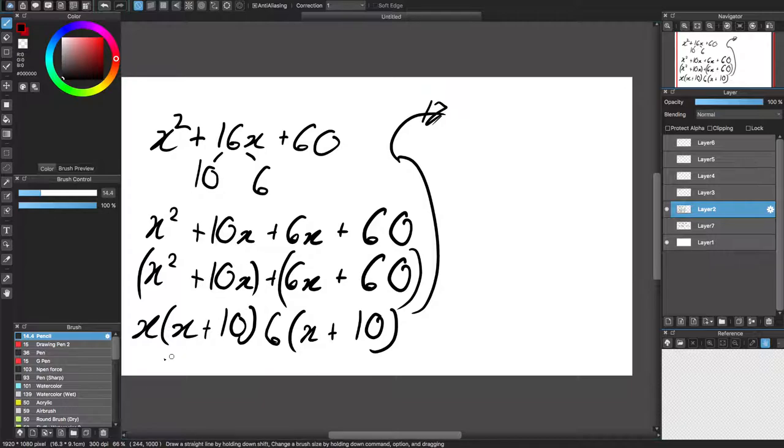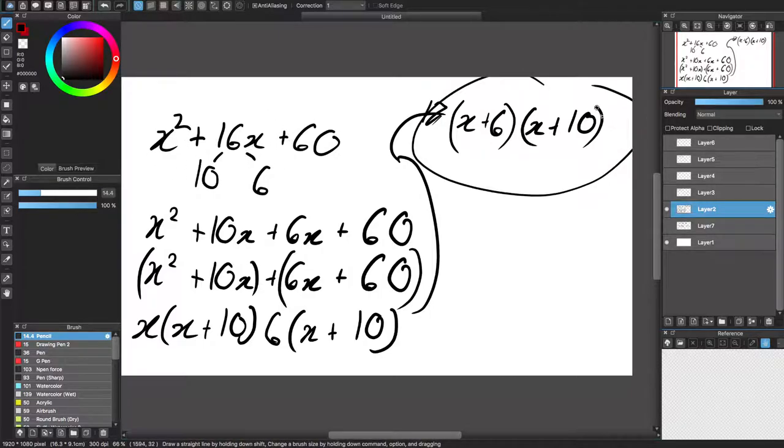And then we're going to factorize again. What's the common factor? It's the bracket, x plus 10. So let's take it out. And there we go, we have factorized x squared plus 16x plus 60 into this compact form. You can always test it by expanding it. But let's go to the next one.